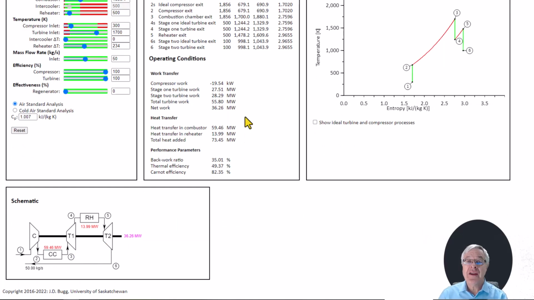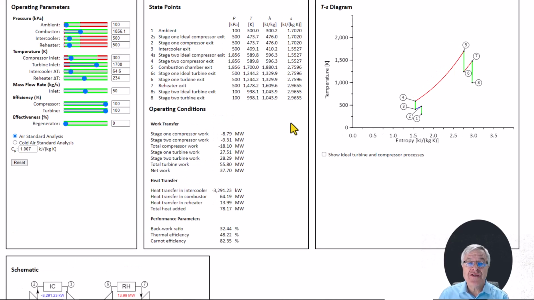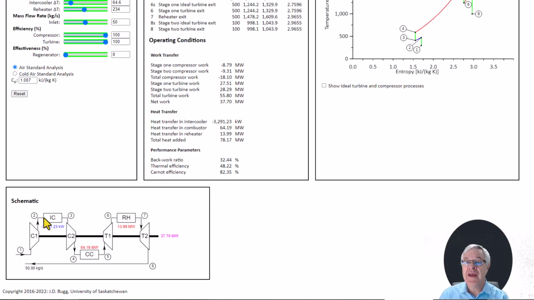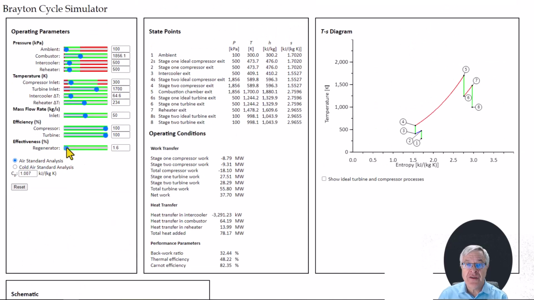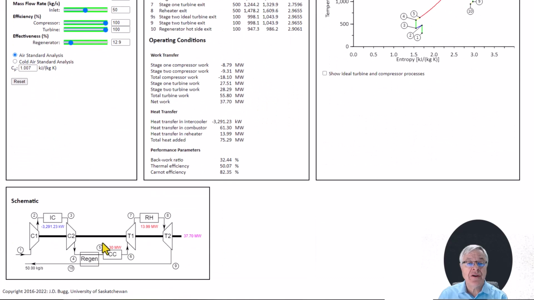We can also add an intercooler the same way by changing the temperature decrease across the intercooler. There's our first stage compressor, the intercooler, the second stage compressor, and then on to the combustion chamber. In the schematic diagram, an intercooler has been added into the system. We can also add a regenerator by increasing its effectiveness from 0 up to some number, and you'll see the regenerator has now shown up in the schematic diagram.